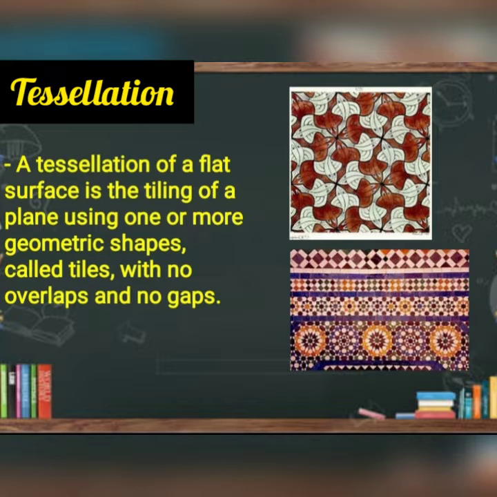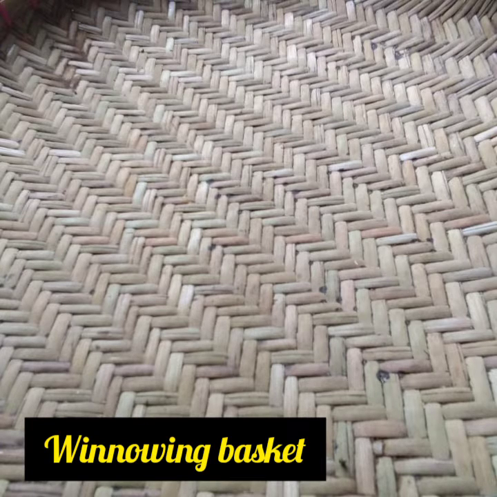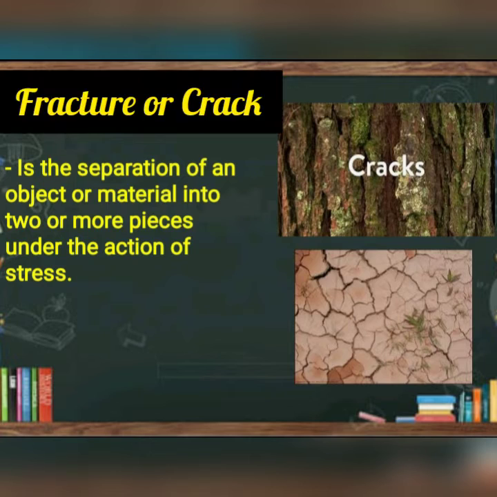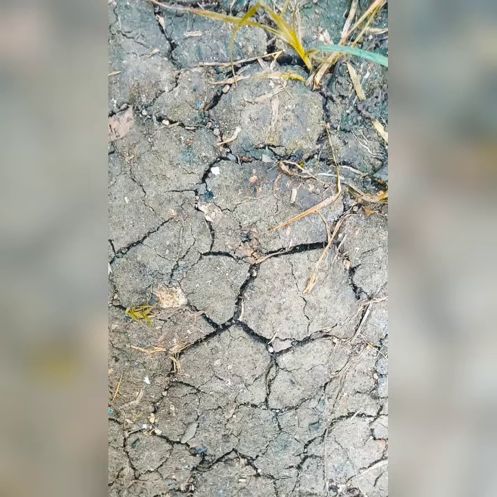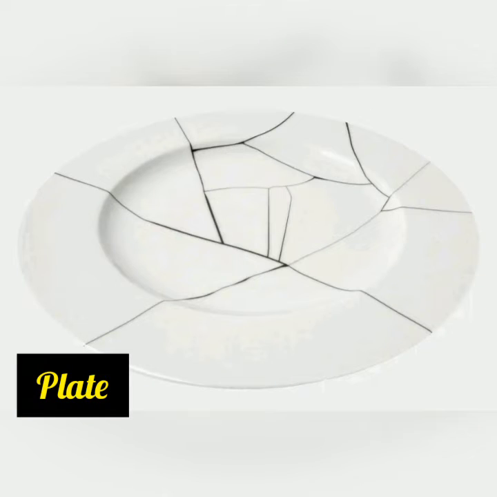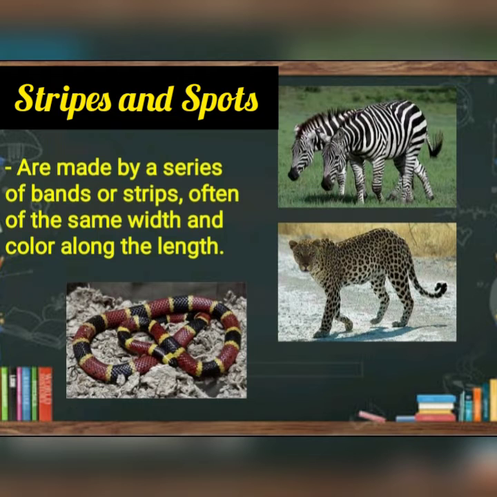Tessellation is a tiling that covers a surface with no overlaps. Some examples of tessellation in man-made are the winnowing basket and the floor map. Fracture or crack is the separation of an object or material into two or more pieces under the action of stress. Here are some examples in nature. Here are some examples in man-made.